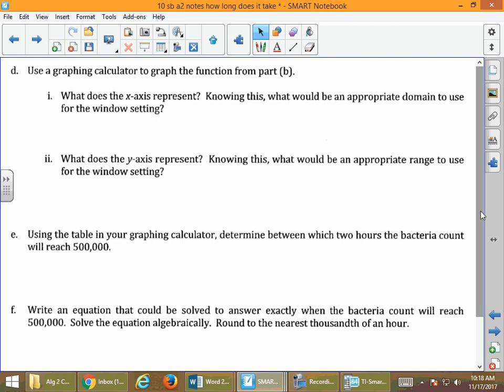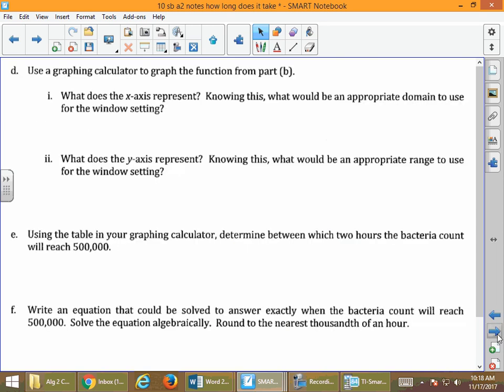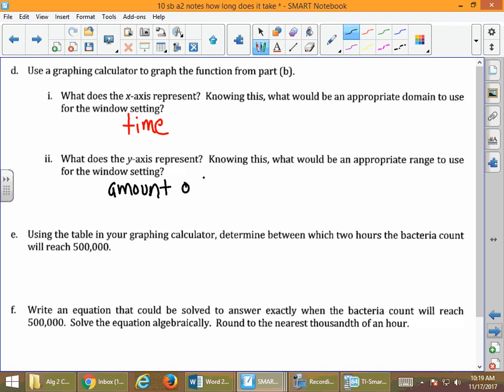Well, what does x represent in this problem? Well, we can go back here and think about the fact that x is going to be the time and y is going to be the number of bacteria. So I gave it away here for our answers, but we've got some other things that we can spend our time on. The time. Our input. After how many hours? So it's time. And then the y represents the amount of bacteria.